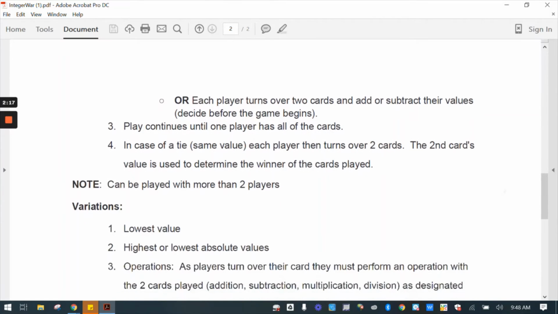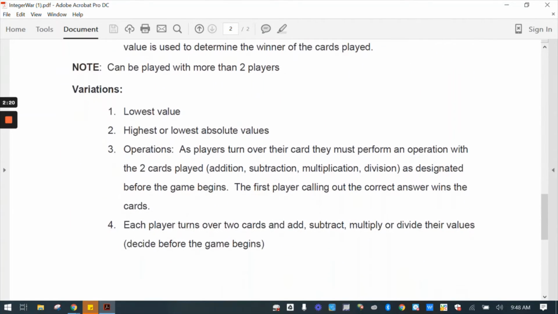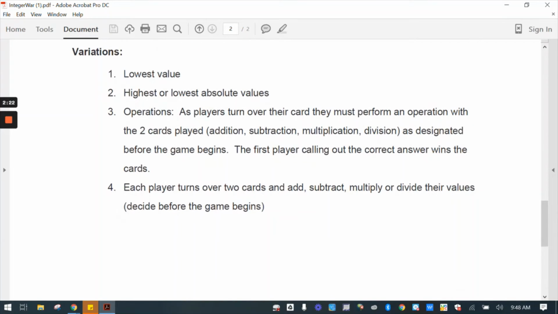We can play this game with more than two players, and some additional variations may include the lowest value, the highest or lowest absolute value. Your player would turn over two cards and then perform an operation that would be decided before the game. Now I will model how to play the game using the variation where we would add the two cards together and determine who has the highest value.